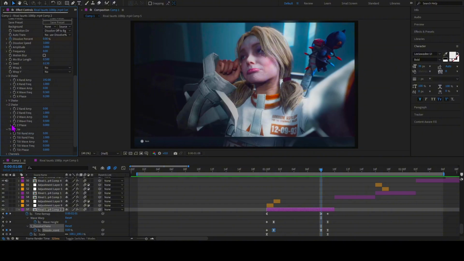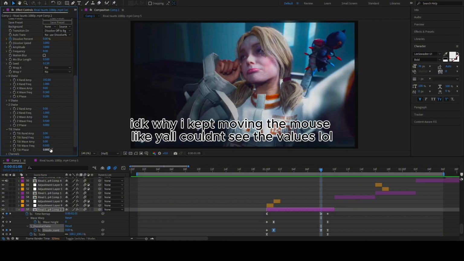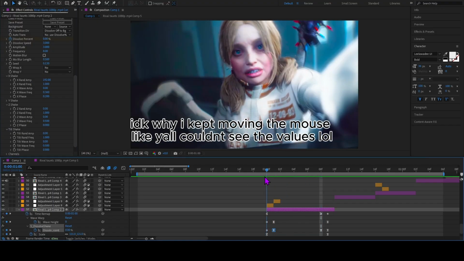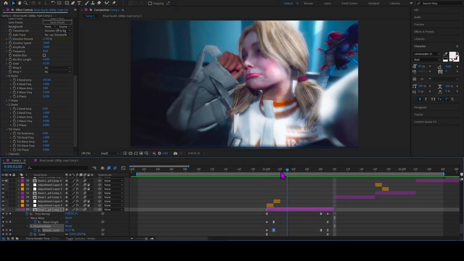The Z shake, yeah, nothing. But for the tilt shake, I had 1 for the RAN frequency, nothing for the wave amp, and the wave frequency was 0.500. Tilt phase is 800, right? So it's just like that.